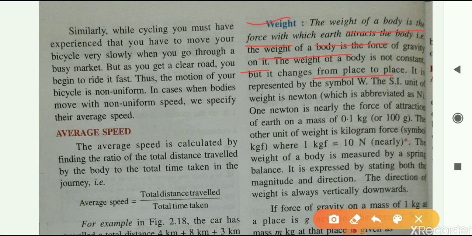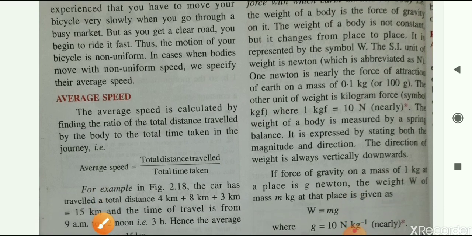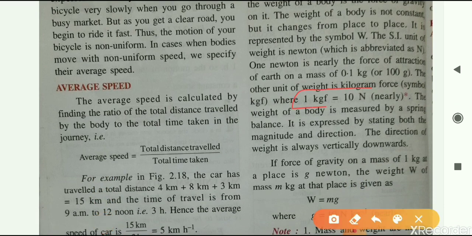It is represented by the symbol W, capital W, and SI unit of weight is Newton, and symbol for Newton is capital N. 1 Newton is nearly the force of attraction of Earth on a mass of 0.1 kg. The other unit of weight is kilogram force, that is kgf. It is written as kgf, where 1 kgf is equal to 10 Newton. This is the relationship between 1 kilogram force and Newton.